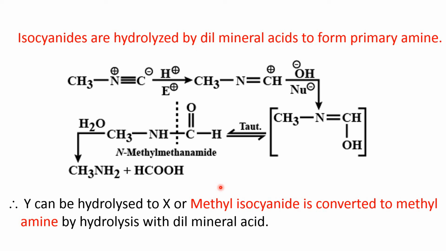So Y can be hydrolyzed to X. What is our Y? Methyl isocyanide. So on hydrolysis, it is giving the compound X, that is methylamine, and this Y is formed from this methylamine only, and through this hydrolysis once again Y has been converted to X, that is methylamine. That means methyl isocyanide is converted to methylamine by hydrolysis with dilute mineral acid.